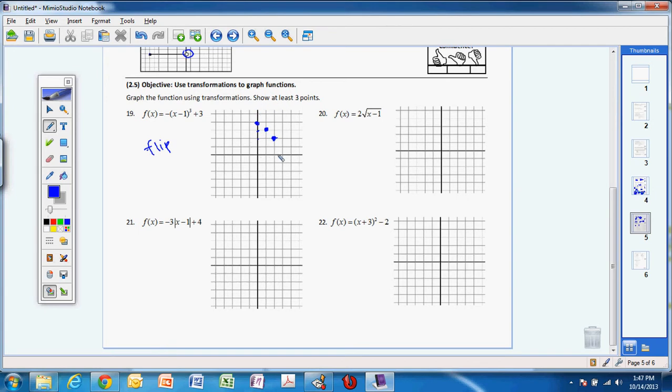And then same thing. If I wasn't sure what was happening when x is 3, I could plug that in. So 3 minus 1, which would be 2.